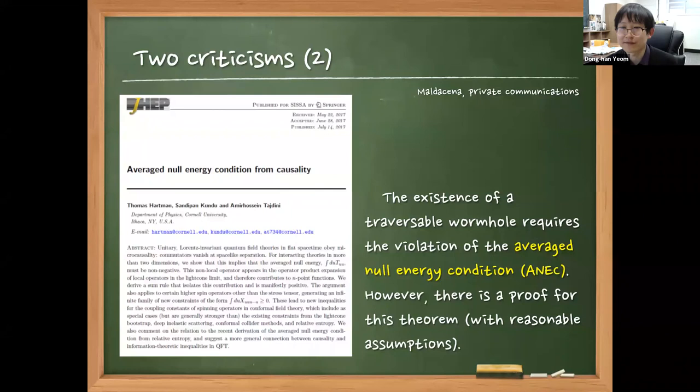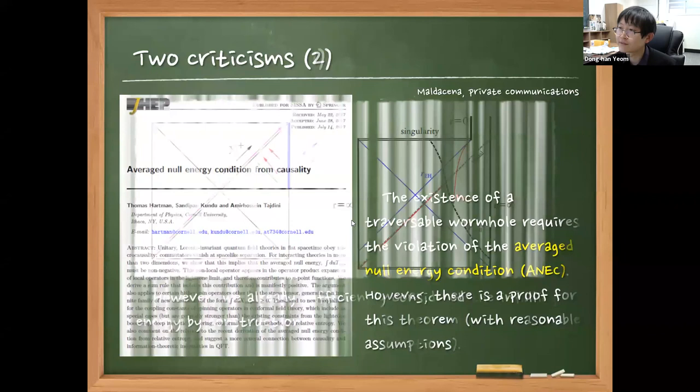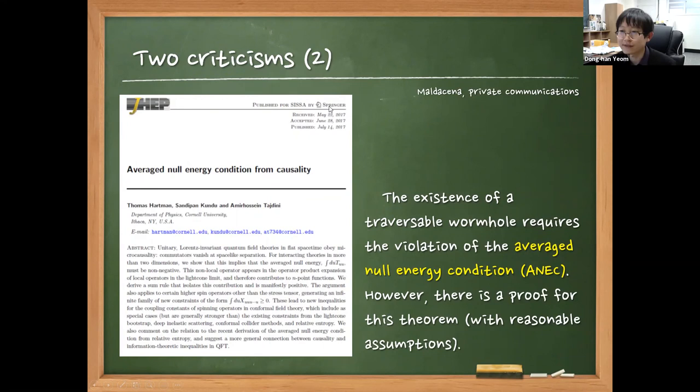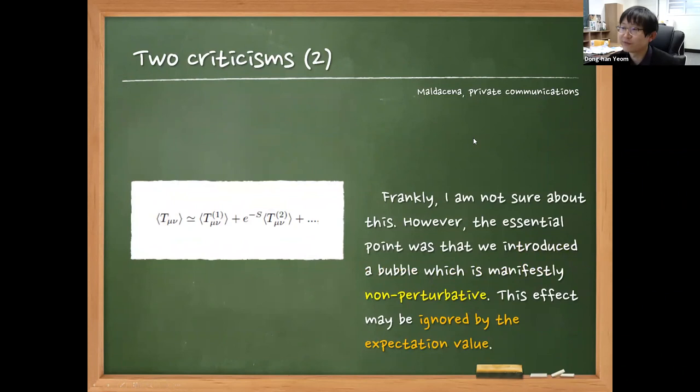When I wrote this paper in 2016, I didn't know about this proof, because it was published in 2017. So at that time, I didn't notice this paper. But later, I understood there is a proof. Now, frankly, I don't know what's wrong with this. I am not sure about this. It's fairly true that there is a proof that the averaged null energy condition must be preserved.